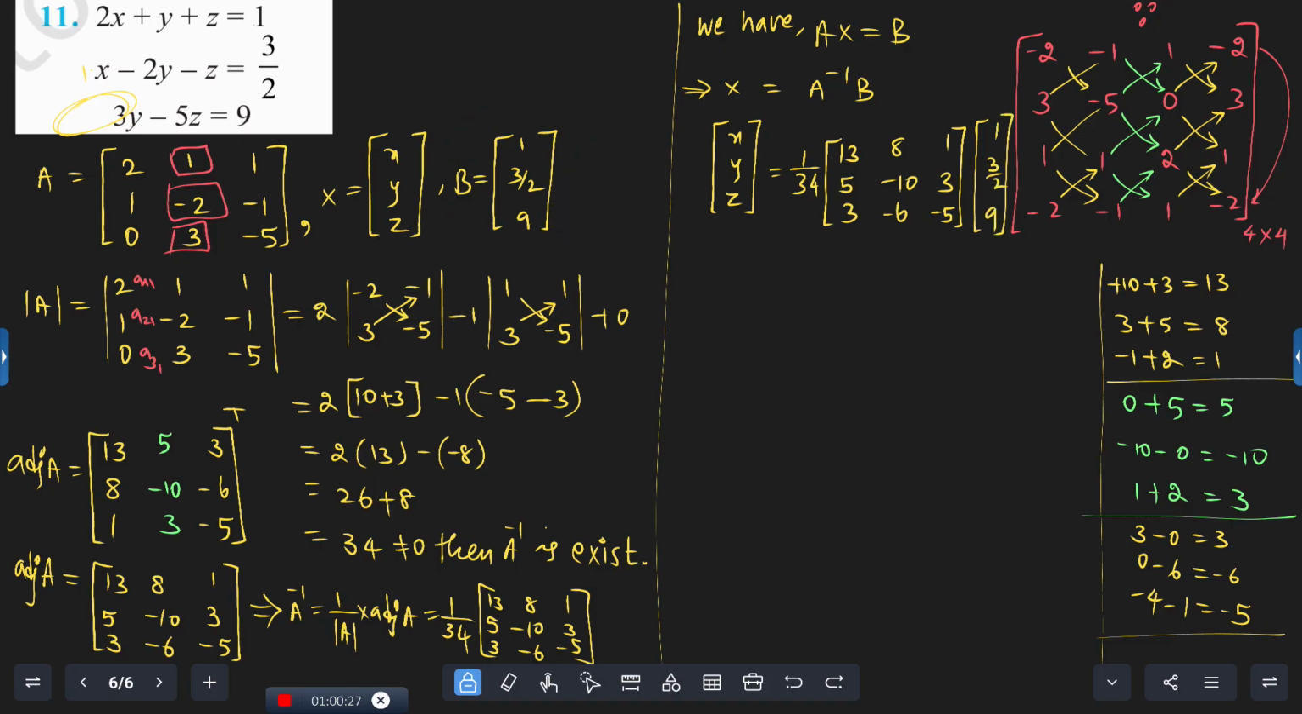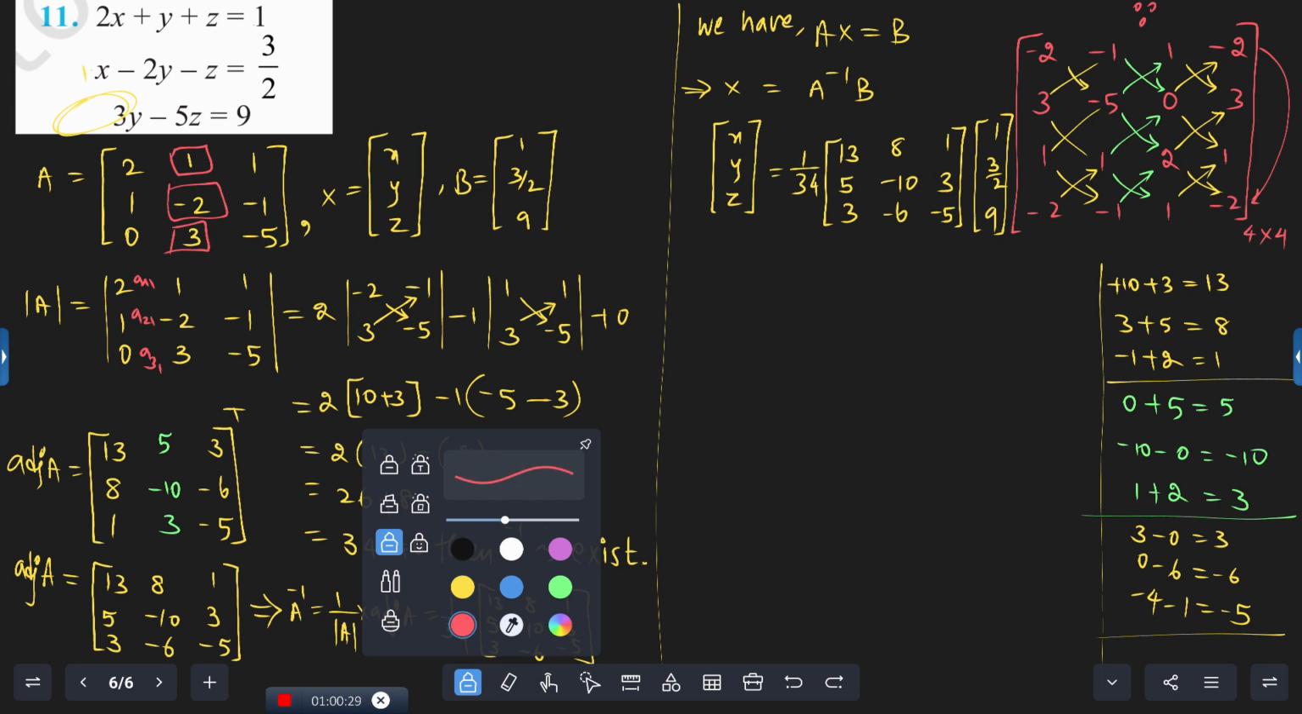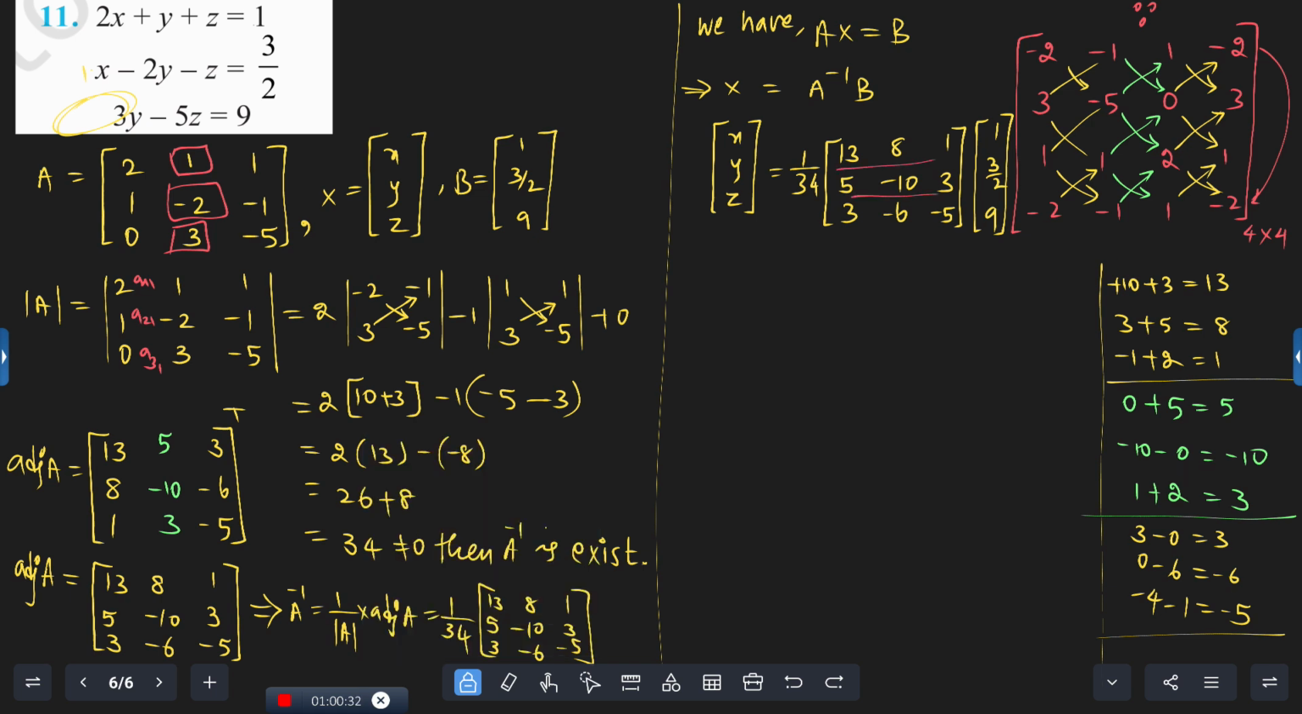That's it. So we have to do the matrix product, row with the column. One column only we have, so there is no issue. We'll multiply 1 by 34 into: 13 ones are 13, plus 8 into 3 by 2. 8 into 3 by 2, one time, how many times? 4. 4 3s are 12. Like that you have to do carefully. Then 1 9s are 9. Okay, first row with the column over.